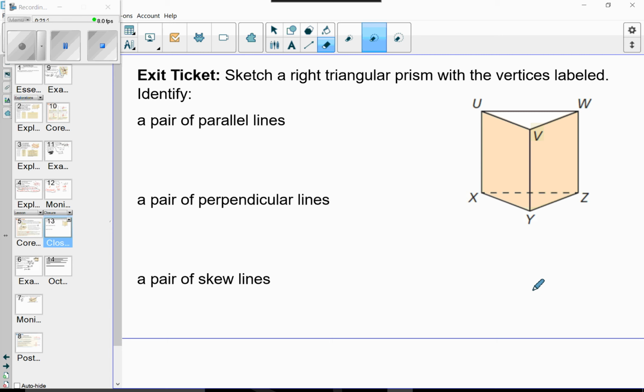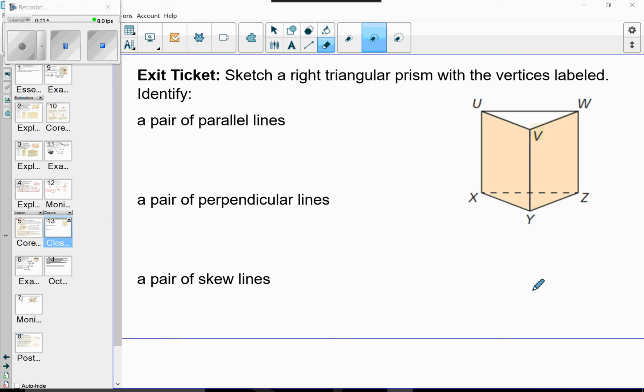I want you guys to find a pair of parallel lines. I want you to find and write down a pair of perpendicular lines, and then find and write down a pair of skew lines. So go ahead and just do one pair of each and write them down. Go ahead and hit pause one more time and try these three.